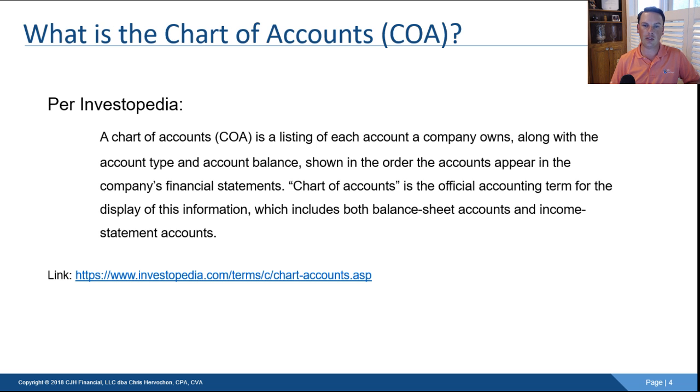So a chart of accounts, COA, that's the abbreviation, is a listing of each account a company owns along with the account type and account balance shown in the order the accounts appear in the company's financial statements. Chart of accounts is the official accounting term for the display of this information, which includes both balance sheet accounts and income statement accounts. Now, balance sheet accounts is your assets, liabilities, and owner equity accounts. And then your income statement accounts, that's your revenue and expenses. So pretty simple, pretty straightforward.